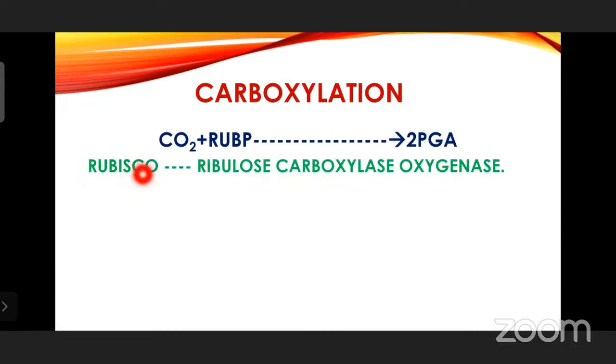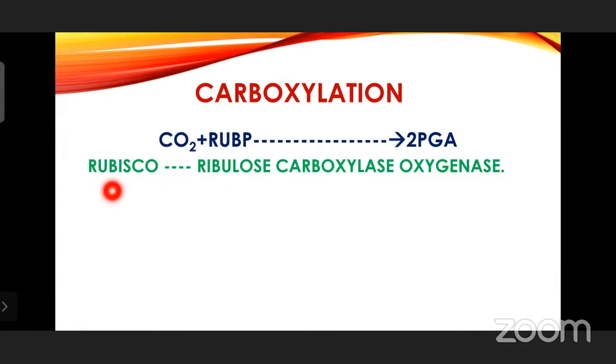So here the most important thing is Rubisco. Rubisco is an enzyme, ribulose carboxylase oxygenase. Why the name is given? Rubis means it is working on RUBP, ribulose. And this C and O is nothing but carboxylase oxygenase. I am mentioning here carboxylation because RUBP is combining with carbon dioxide. But oxygenase nature is also there for this Rubisco enzyme.